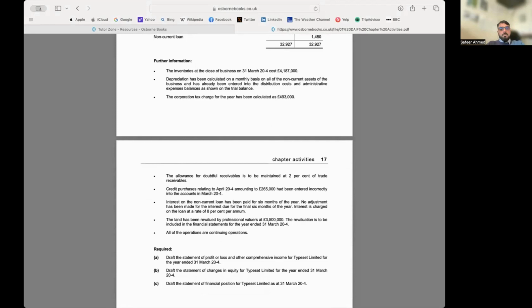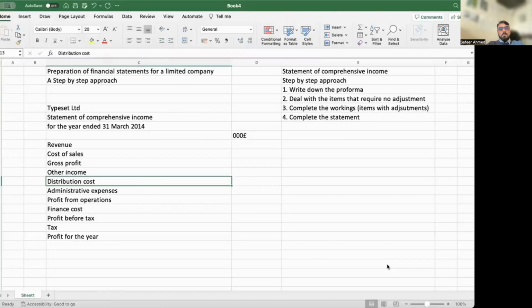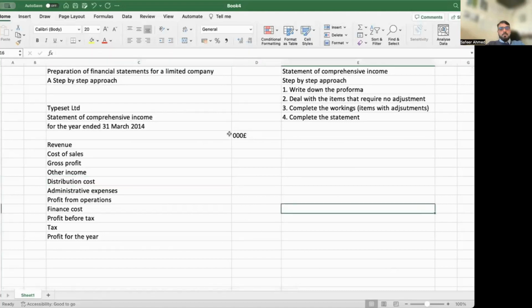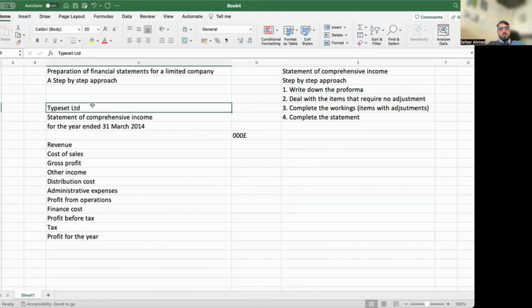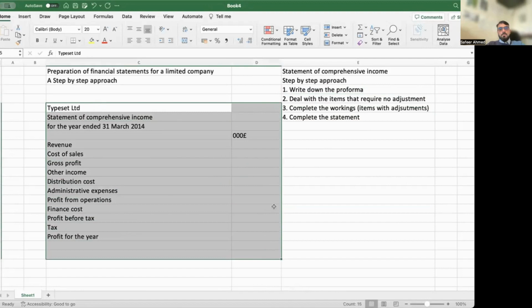Okay, so I'm going to take you to my Excel sheet where I will be showing you how to prepare a statement of comprehensive income by using this question. So a step-by-step approach I recommend is first you write down the pro forma. Now, if you are a student of AAT Level 4, perhaps you will be given a pro forma, so you would not have to write down the pro forma. However, you will have to select the correct items from drop-down menu. So the very first step I already completed as far as this video is concerned.